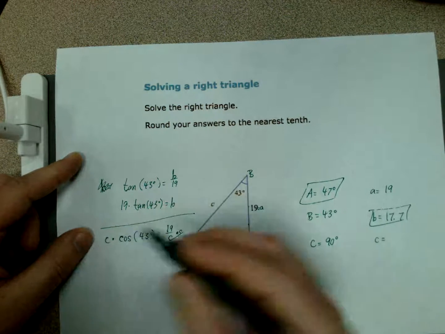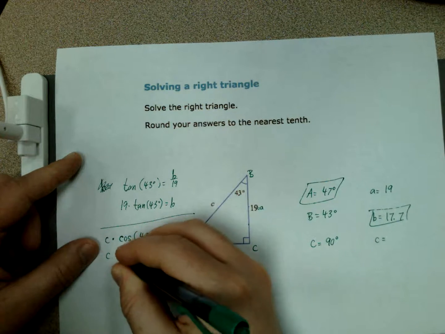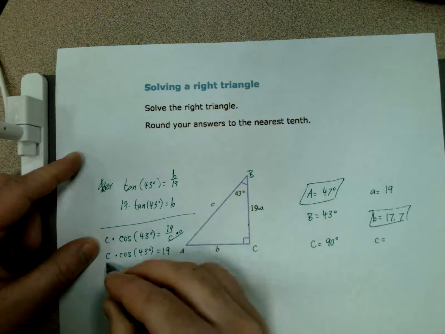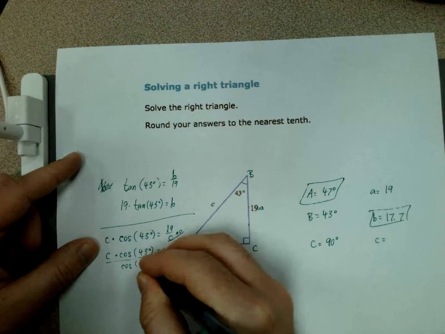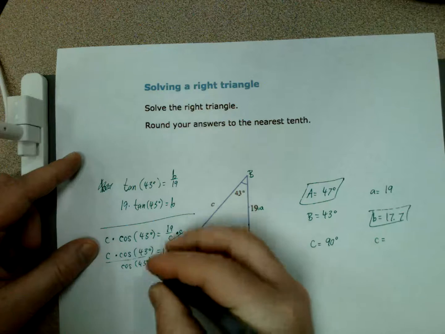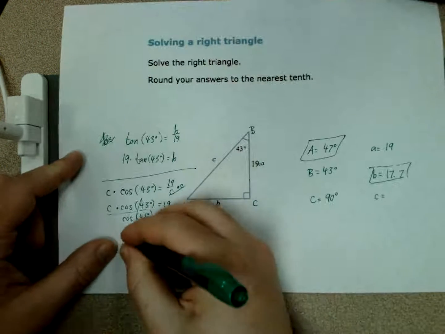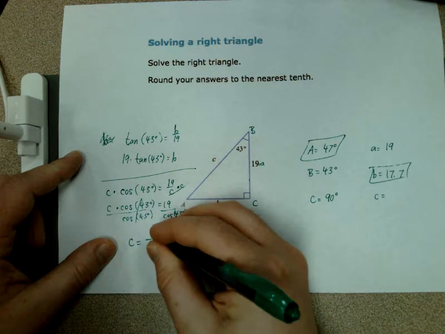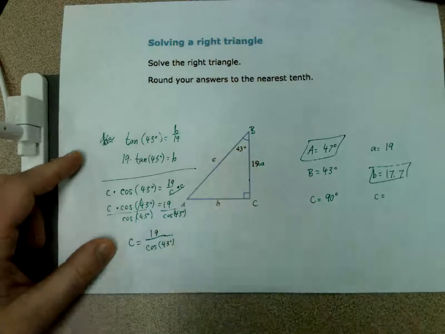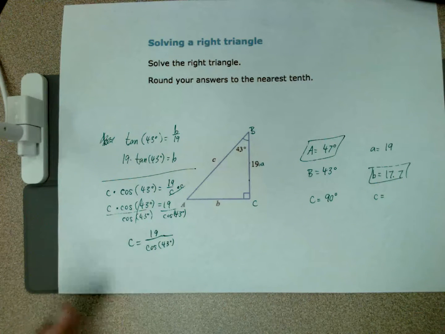which is going to look weird because cosine starts with c. So that takes me to this. And then I would have to divide both sides by the cosine of 43 degrees. So what I'm actually typing in my calculator here is 19 divided by cosine of 43 degrees. So let's go ahead and do that. 19 divided by cosine of 43 degrees.